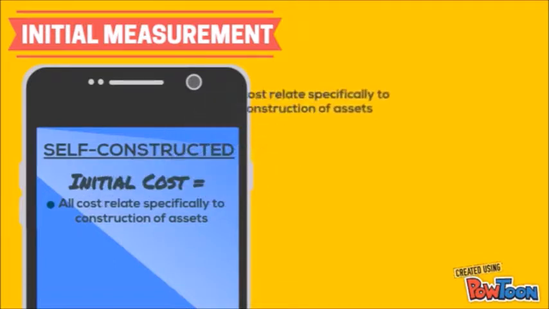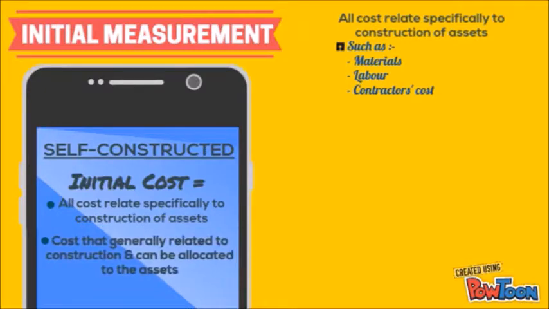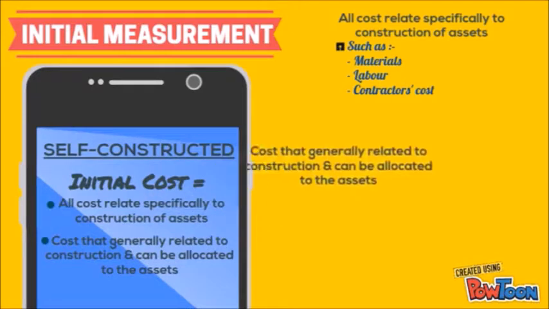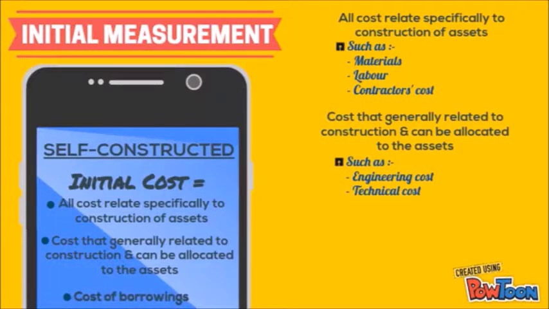The second initial measurement is self-constructed cost, which consists of all cost related specifically to construction of assets. Next is the cost that generally related to construction and can be allocated to the assets, and plus the cost of borrowings such as interest cost and can be capitalized during the period of construction up to the point when the assets is ready for its intended use.